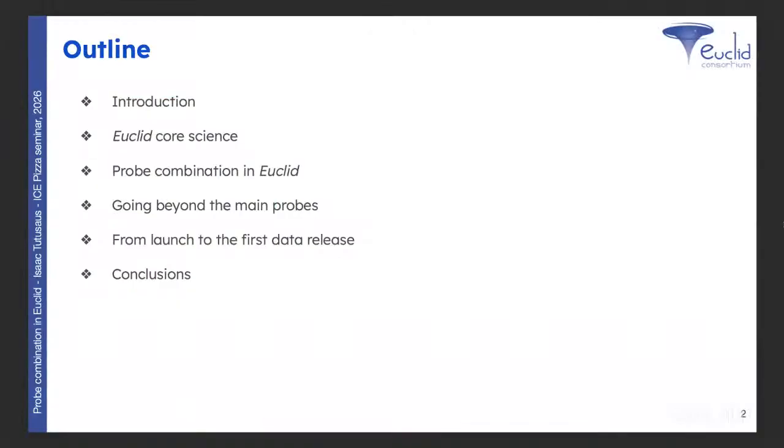So this is the outline of my talk. I'll first start with a brief introduction, basically talking about cosmology in general. Then I'll tackle what's the core science of Euclid. So what are the main cosmological probes we're interested in, what we are going to do to extract information from Euclid observations. And then I'll say how we plan to combine and why it is important to combine different cosmological probes to extract the best possible constraints. Then I'll just say a few words about going beyond the main probes. So why it's interesting to add even additional probes into the analysis. And I'll spend the last part of the talk saying what has happened since the launch in 2023 until now and how we're preparing for the first analysis, or the analysis with the first data release.